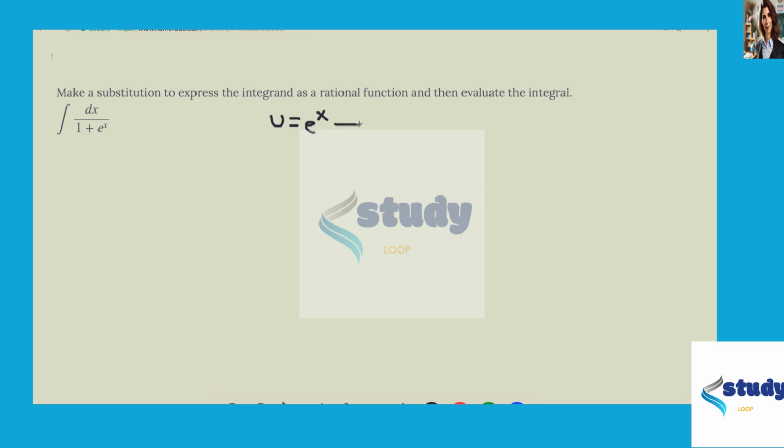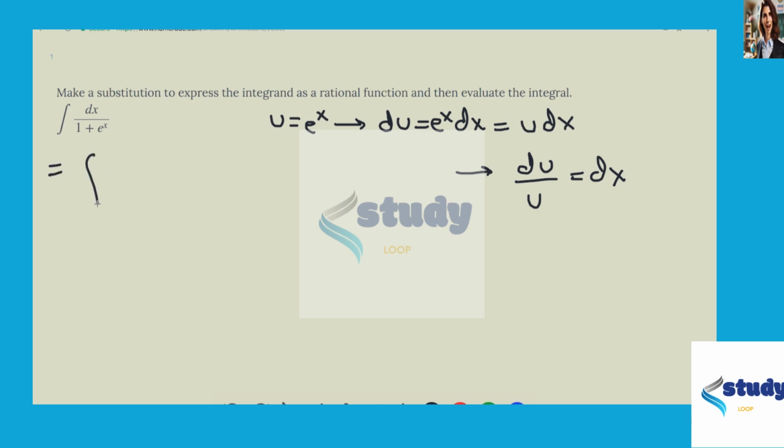So taking this to be u, du is e to the x dx, which I can write as u dx, and then divide by u to get du over u equals dx. So in the original integral, I can replace dx with du over u. And then in the denominator, we just have 1 plus u.